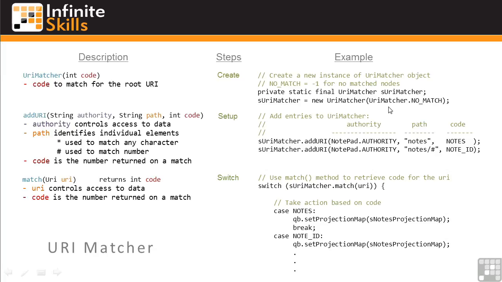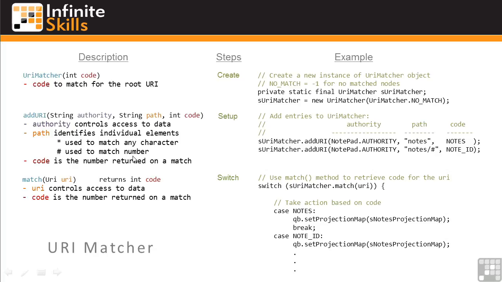using the nomatch constant. In the setup step, you add entries to the URI Matcher for each combination of authority and path you want to match to a code, which will be used in the next step, the switch function. Note that you can use an asterisk to match any character and a pound sign to match any number.